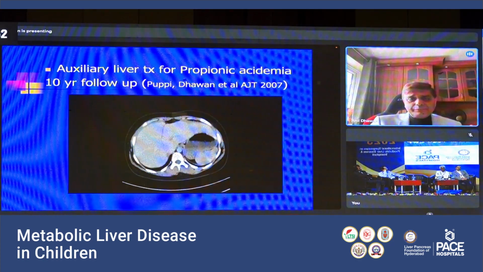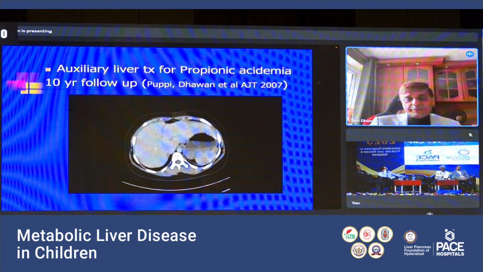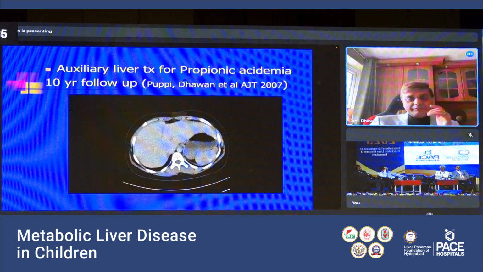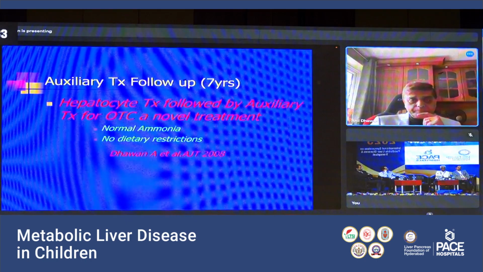This is an example of a long-term outcome. This picture is from 2007, so you can add 15 more years to it. This patient had an auxiliary transplant for propionic acidemia, and what you see is that this patient still has both, the donor liver and the recipient liver, on the right and left. So this is the long-term outcome.